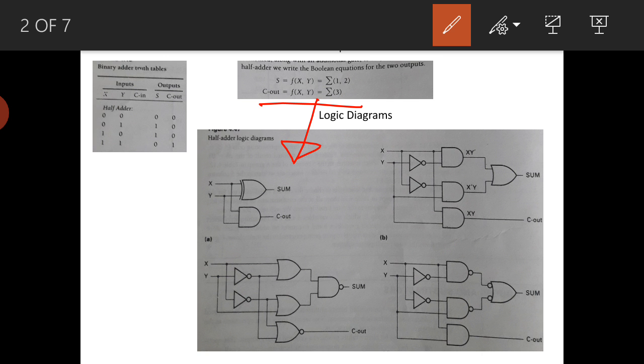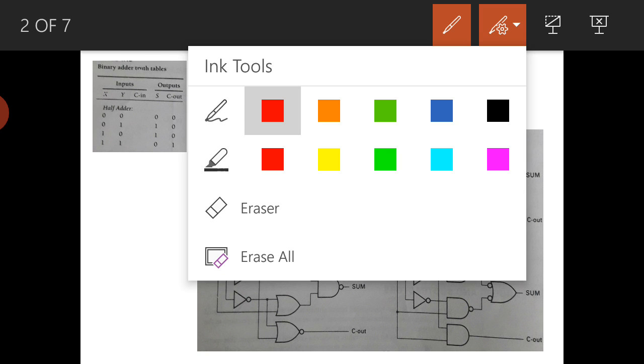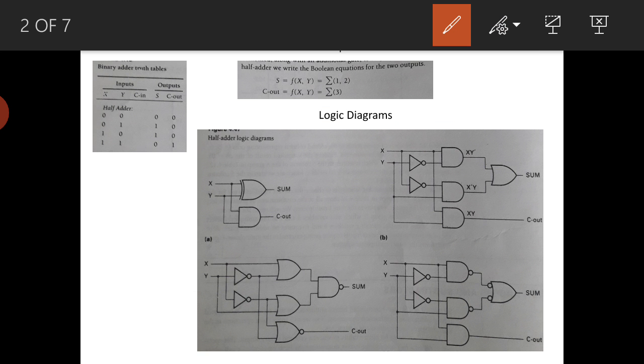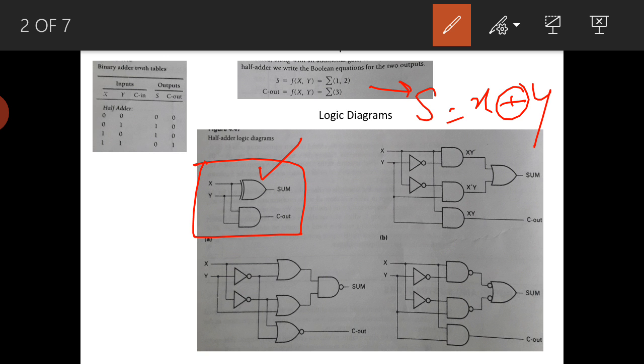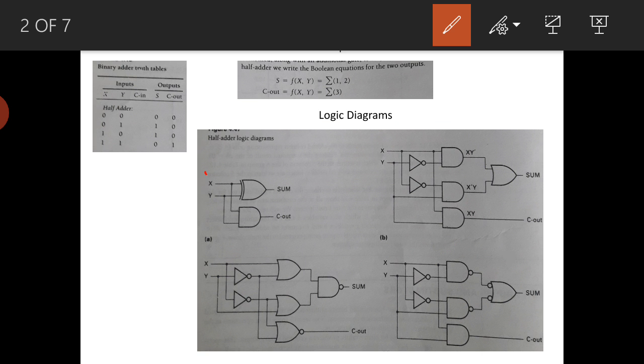After knowing the truth table, we can write the boolean functions or the canonical forms. Using these boolean equations, we need to realize the circuit using logic gates. That is the basic circuit for the half adder. As I told earlier, the sum is x XOR y, an XOR gate, and c out is x y, an AND gate. This is the normal representation of the half adder circuit.